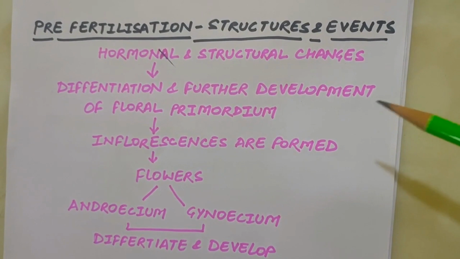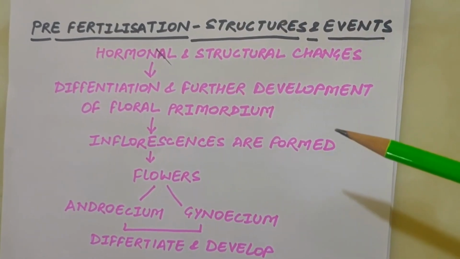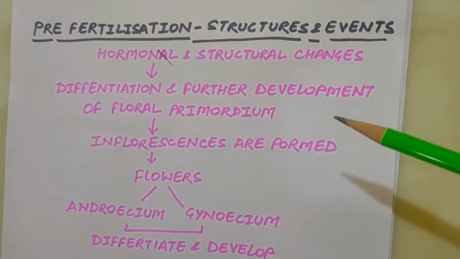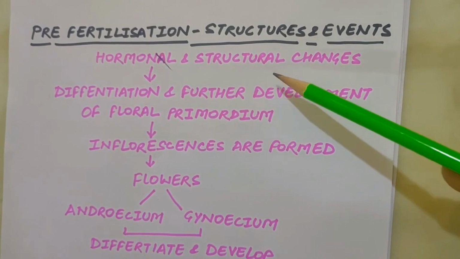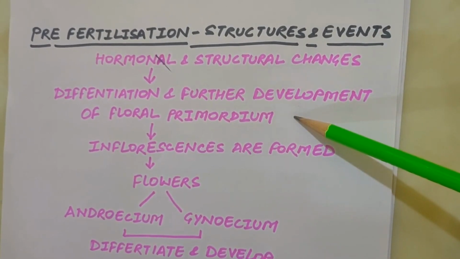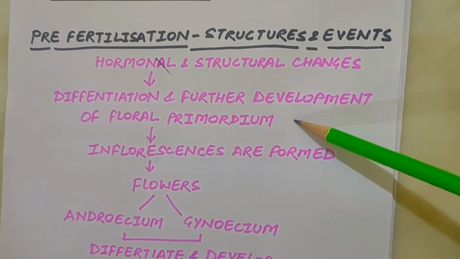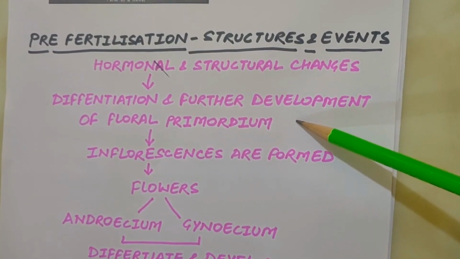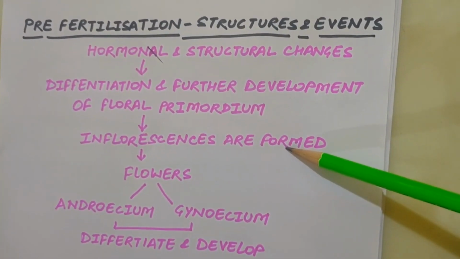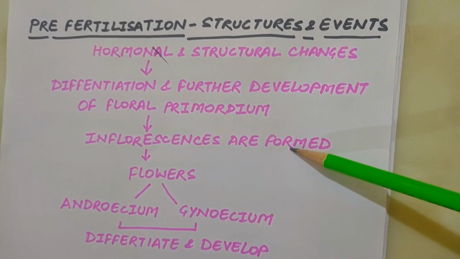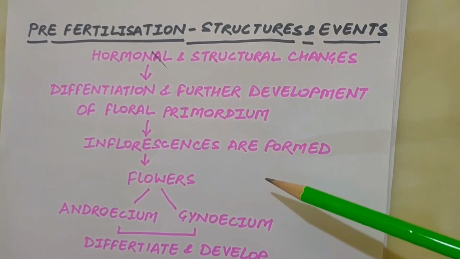Now we are coming to the next topic, pre-fertilization, structure and events. Before fertilization, a series of events occur in flower. The story begins with several hormonal and structural changes which lead to differentiation and further development of floral primordium. What is floral primordium? It is a group of cells or tissue which gives rise to flower. And then inflorescences are formed. Inflorescence means modified part of the shoot where flowers are formed. It will bear floral buds and then flowers.